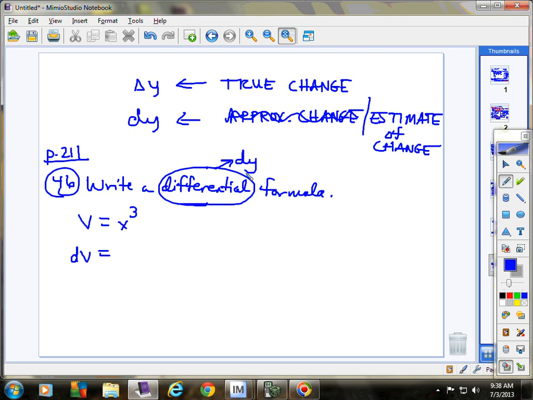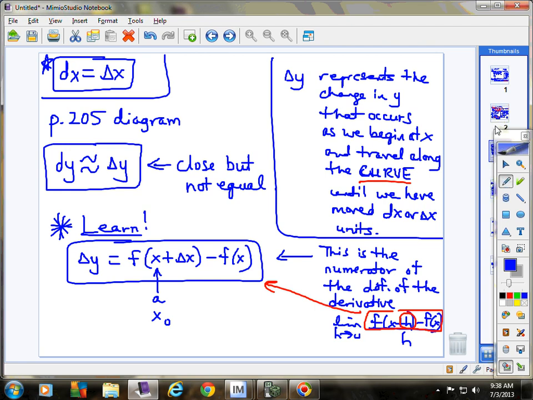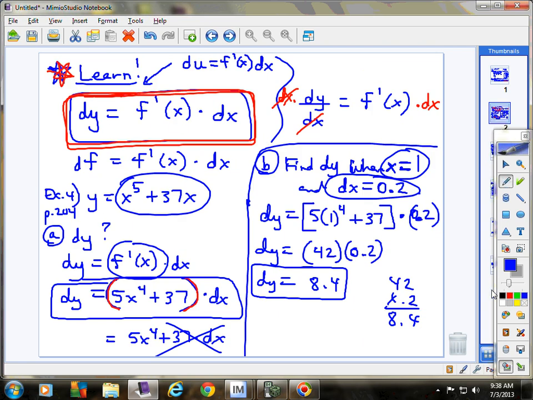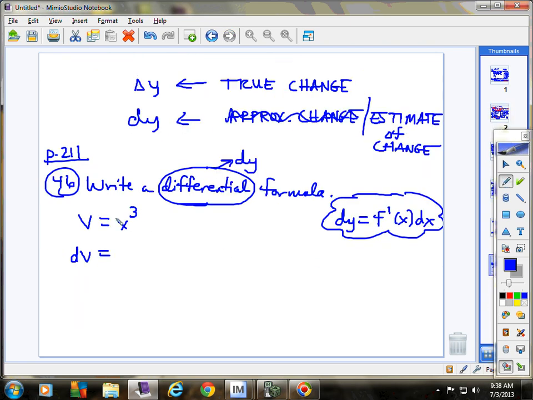All right, so we've got to remember then the formula for dy. Dy, remember, was f prime of x dx. So we need the derivative. So what's the derivative of x cubed? 3x squared times what? Dx. And 3x squared is together already, so you don't have to put parentheses around it. But if you want to be super cautious, you can. It wouldn't hurt anything. Just not required here.